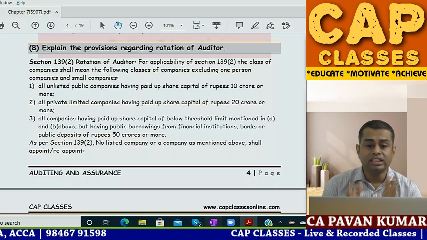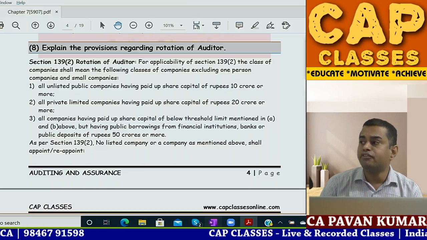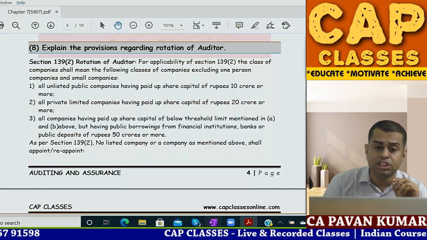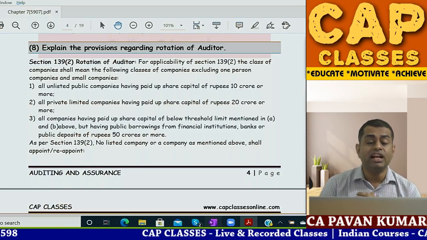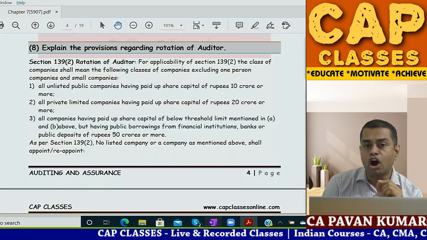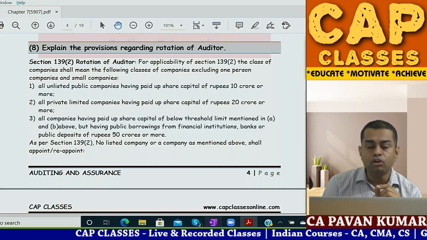So guys, let us move on in our revision of company audit. We have completed up to 7 questions. Now we are starting with question number 8. Explain the provisions regarding rotation of auditor. Before rotation of auditor, we should know about audit committee. Why should we know about audit committee?